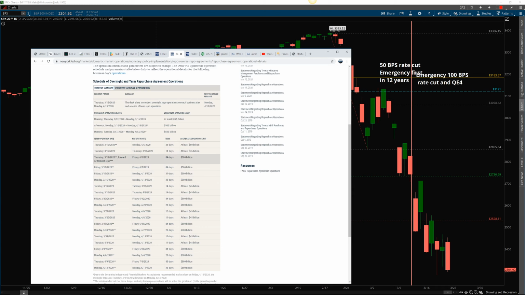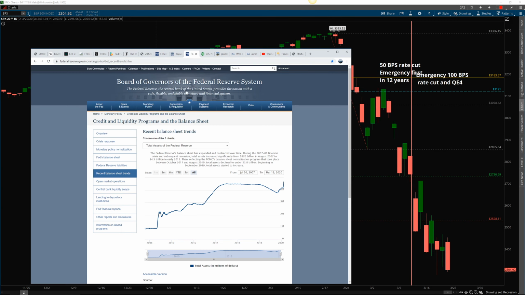You can see this is straight from the New York Fed website. This is a government website, and this is the information that they release publicly. Anybody who knows how to find this stuff can understand it. So they're doing $500 billion in repo to pull out liquidity in the market.